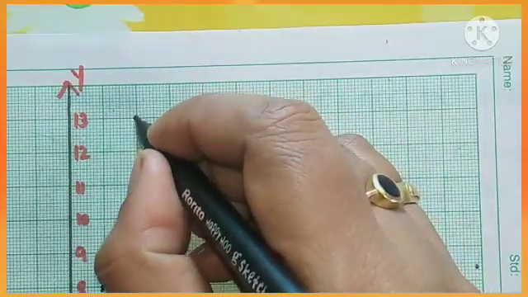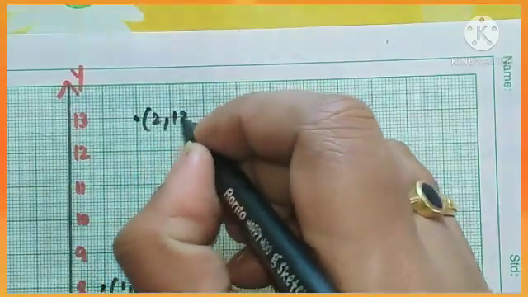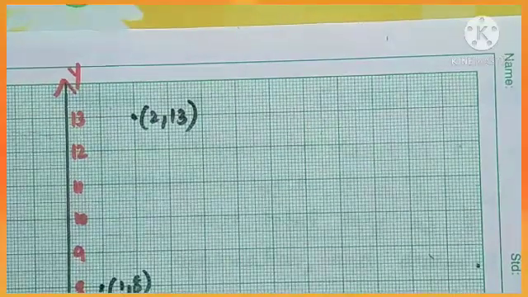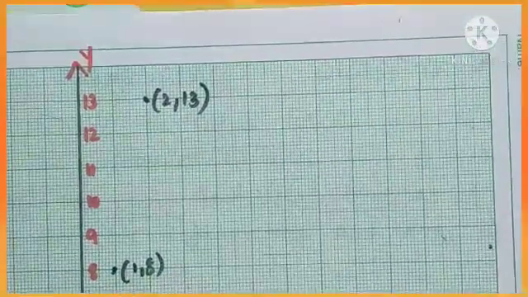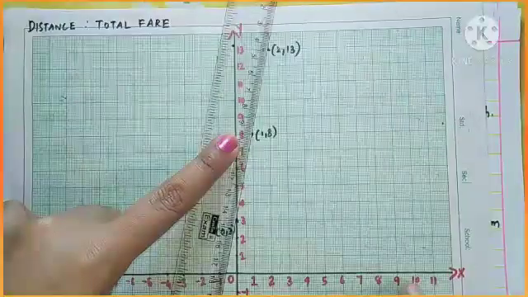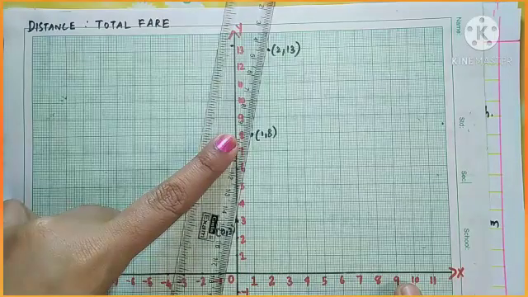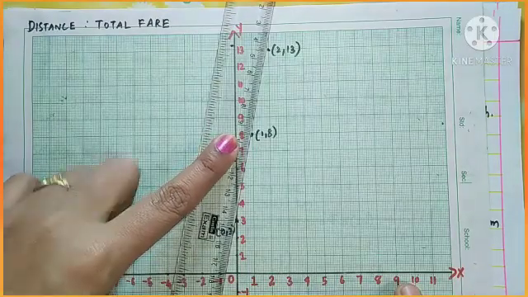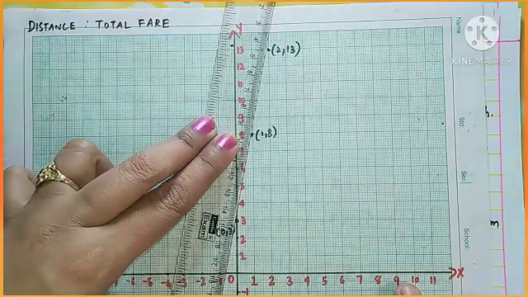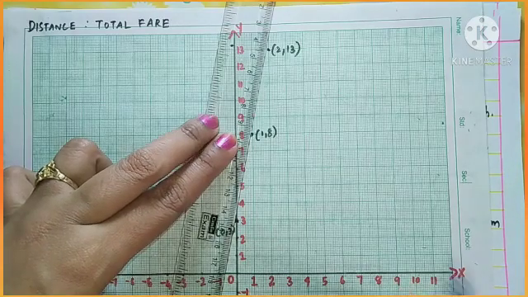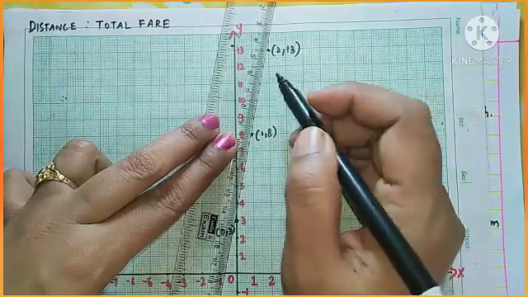So there you want to mark 2 and 13. Understood? So we got all the 3 coordinates. So children, now we got the 3 points and our aim is to draw the graph. So keep the ruler like this properly on the 3 dots and join all the dots.